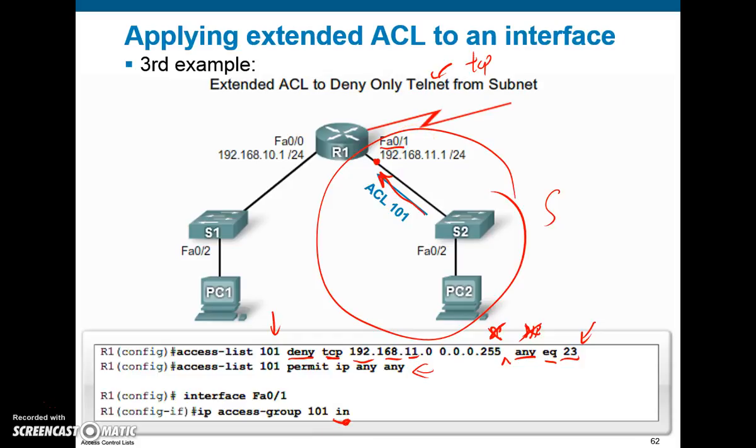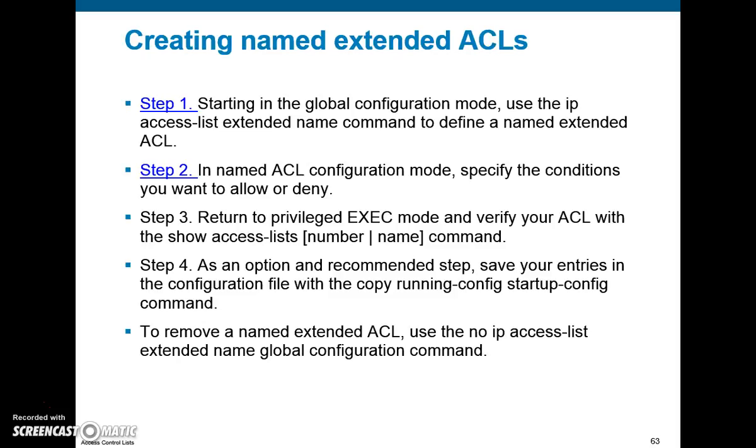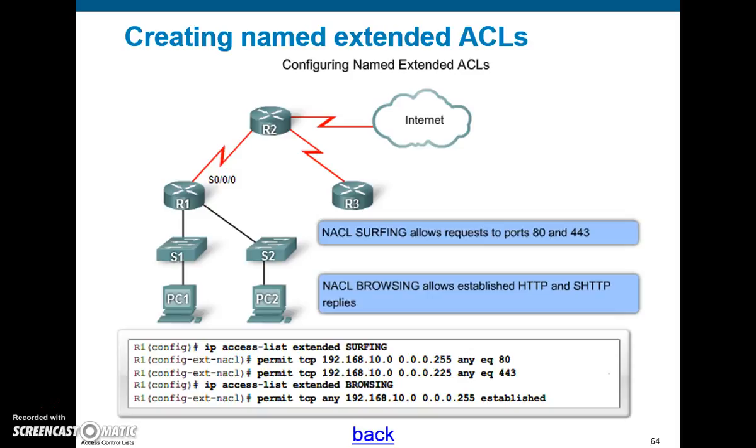So we have covered standard access control list, which include the number access control list and the name access control list. In standard access control list, we have the number access control list. We also have the name extended access control list. Configuration is similar. Let's look at how we configure name extended access control list, by using an example.